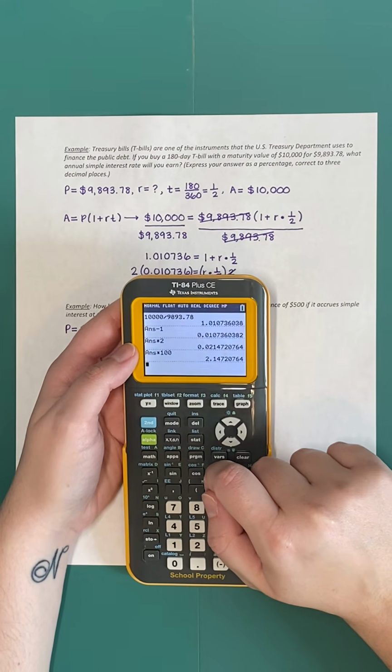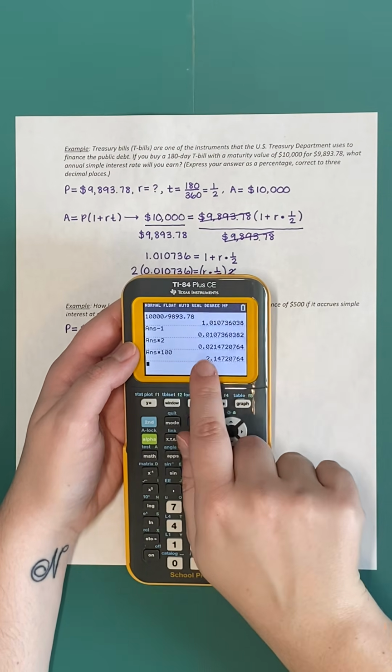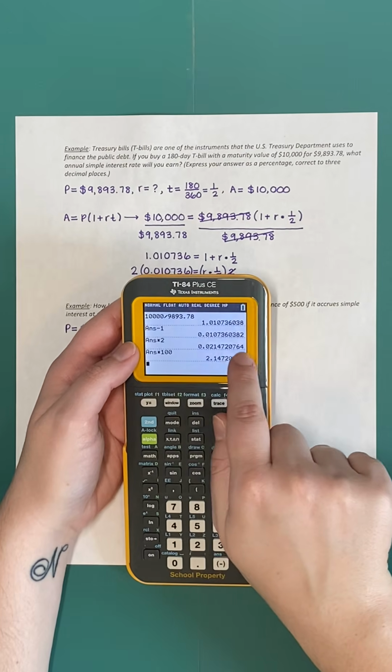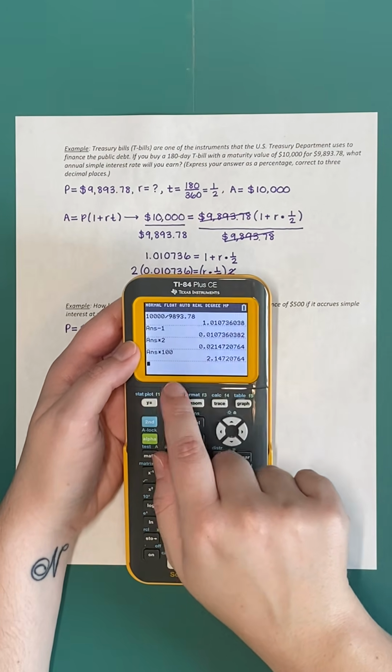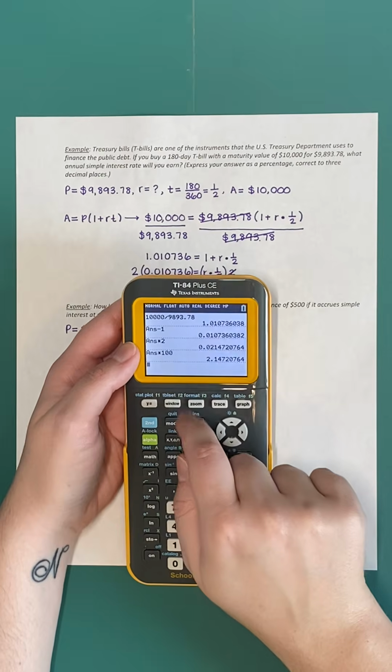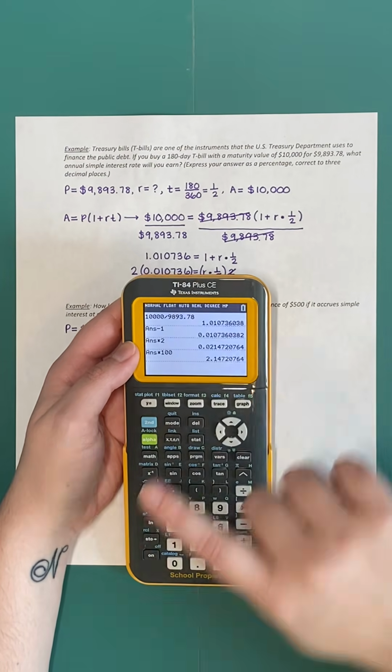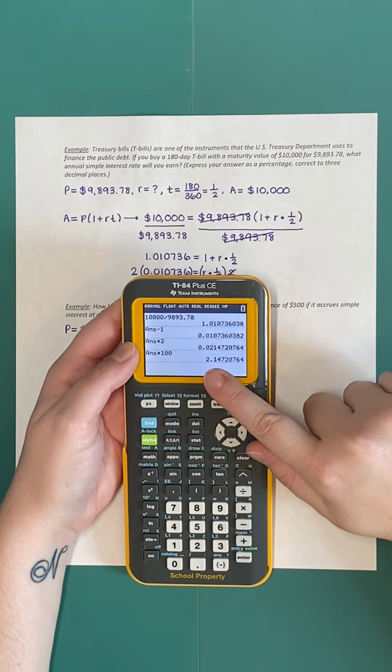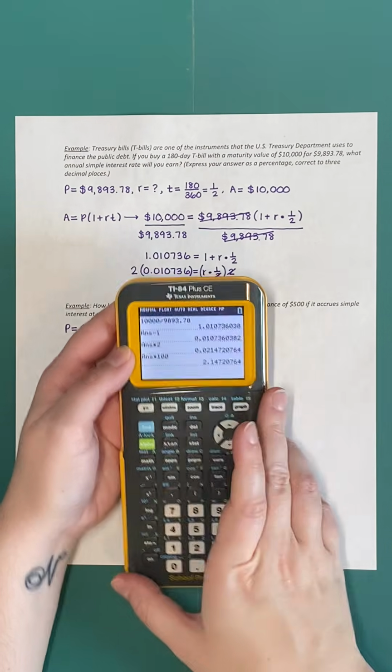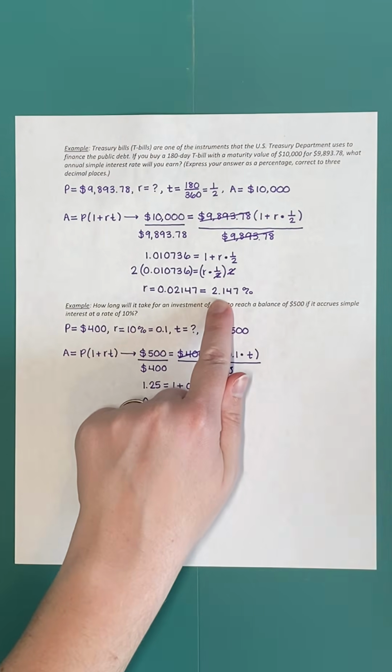So when it says round to 3 decimal places, it doesn't mean round this answer to 3 decimal places. It means once it's converted to a percentage, then you want 3 decimal places. So in this case, we're going to have 2.147, and that is going to be our percentage.